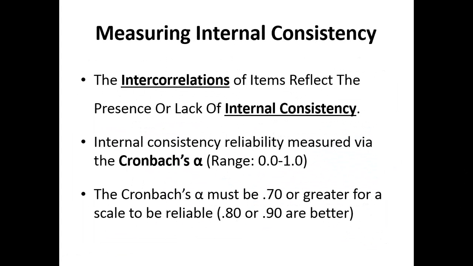So the intercorrelations reflect the presence or lack of presence of internal consistency. Internal consistency is most often reflected in the Cronbach's alpha, and that's a test we can do in SPSS. It ranges from 0 to 1, with 1 being the highest, and a score of 0.70 or above is considered reliable. Well, that is sort of low, so 0.80 or 0.90 is even better.